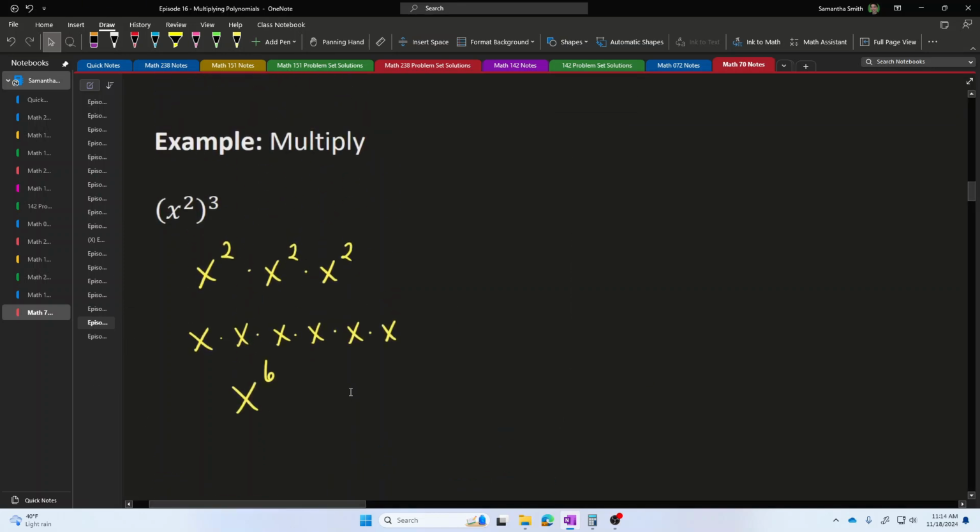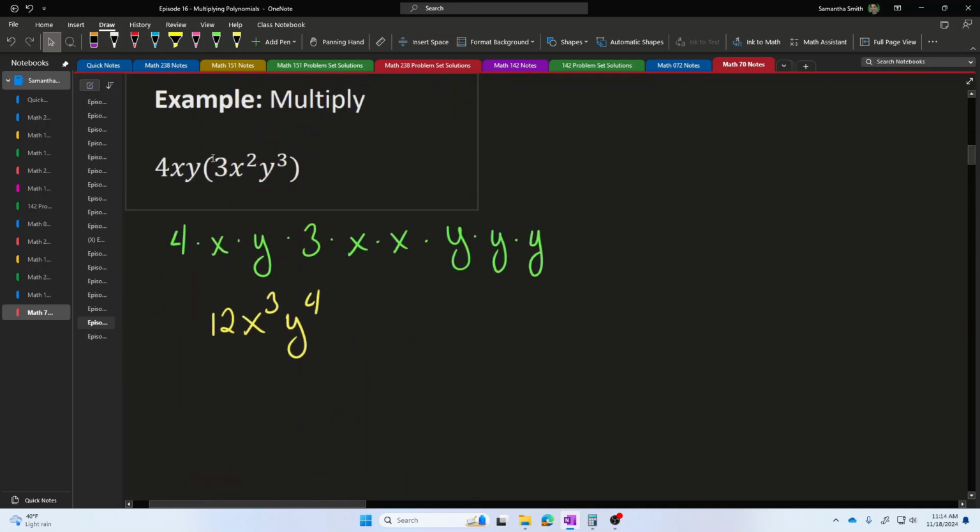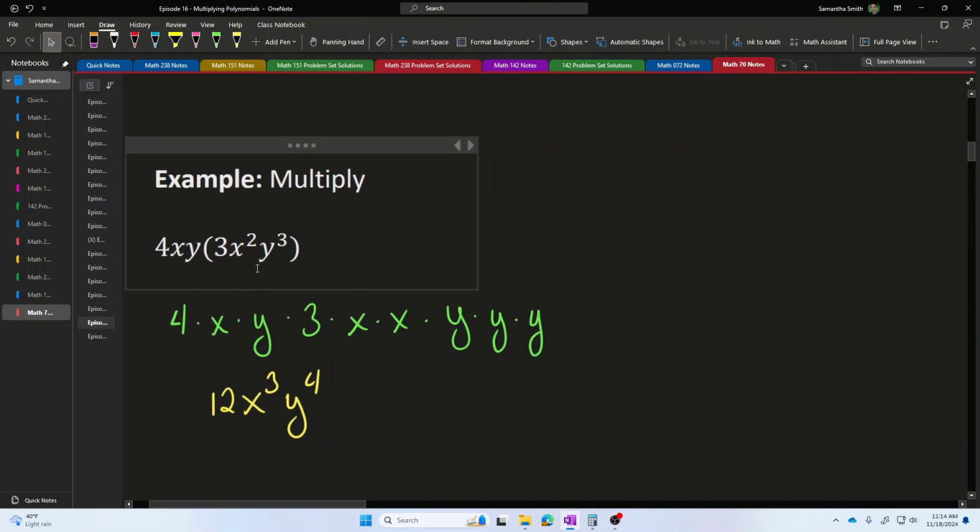So this is how we multiply together or raise to a power a term. You can do it just by expanding that term out. If there are any exponents in that term, expand them out. For example, here, x squared is equivalent to x times x. y cubed is equivalent to 3 y's multiplied together.